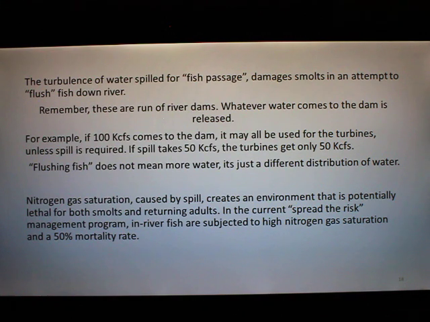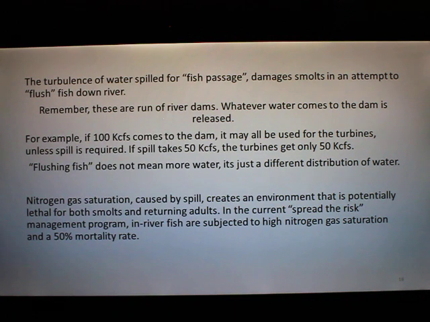Remember, these are run-of-river dams. Whatever comes to the dam is released. For example, if 100,000 cubic feet per second comes to the dam, it may all be used for the turbines unless spill is required. If spill takes 50 kcfs, the turbines get only 50 kcfs. Flushing fish does not mean more water, it's just a different distribution of water.